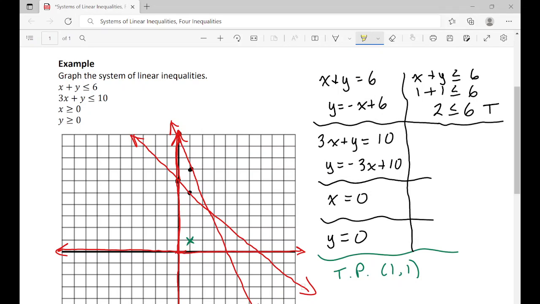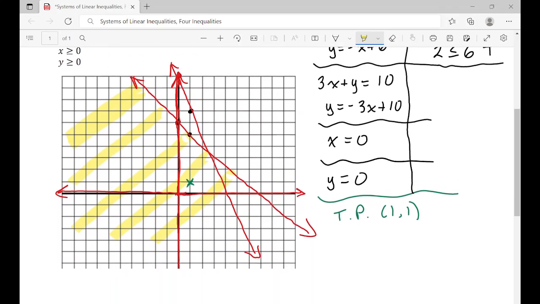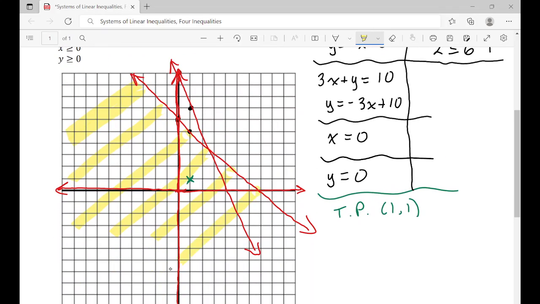Since it's true, and this first line here is what I drew, I'm going to shade everything in this direction, like so. So everything here in relation to this first line.